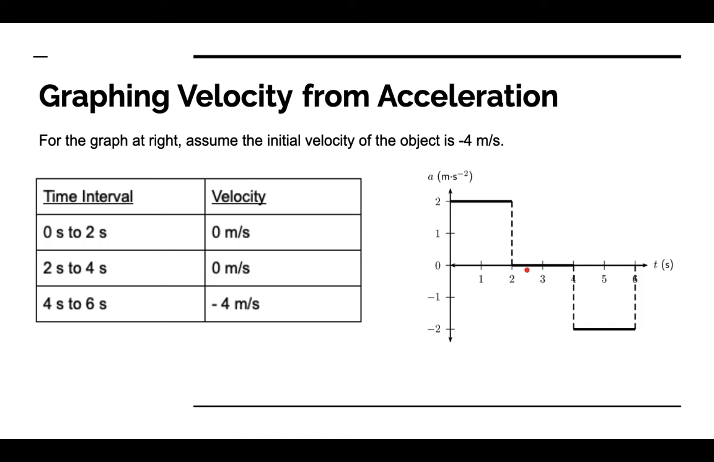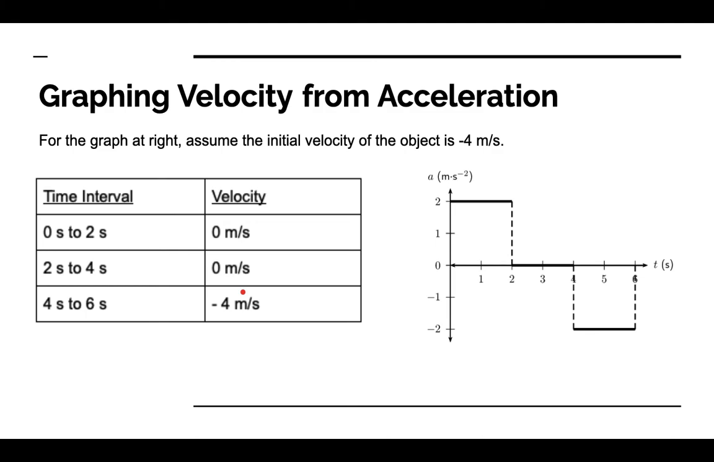Lastly, we see this 0 meters per second at the end of the 2 to 4 second interval is going to be our initial velocity for the 4 to 6 second interval. So we can see that the area here is going to be negative 2 times 2 seconds, the 2 seconds from 4 to 6 seconds. So our area for 4 to 6 seconds is going to be negative 4, so our change in velocity is negative 4 meters per second. So we take this negative 4 meters per second and add it onto our initial velocity for this interval, which is 0 meters per second, and that tells us that our final velocity at the end of the 4 to 6 second interval is going to be negative 4 meters per second.